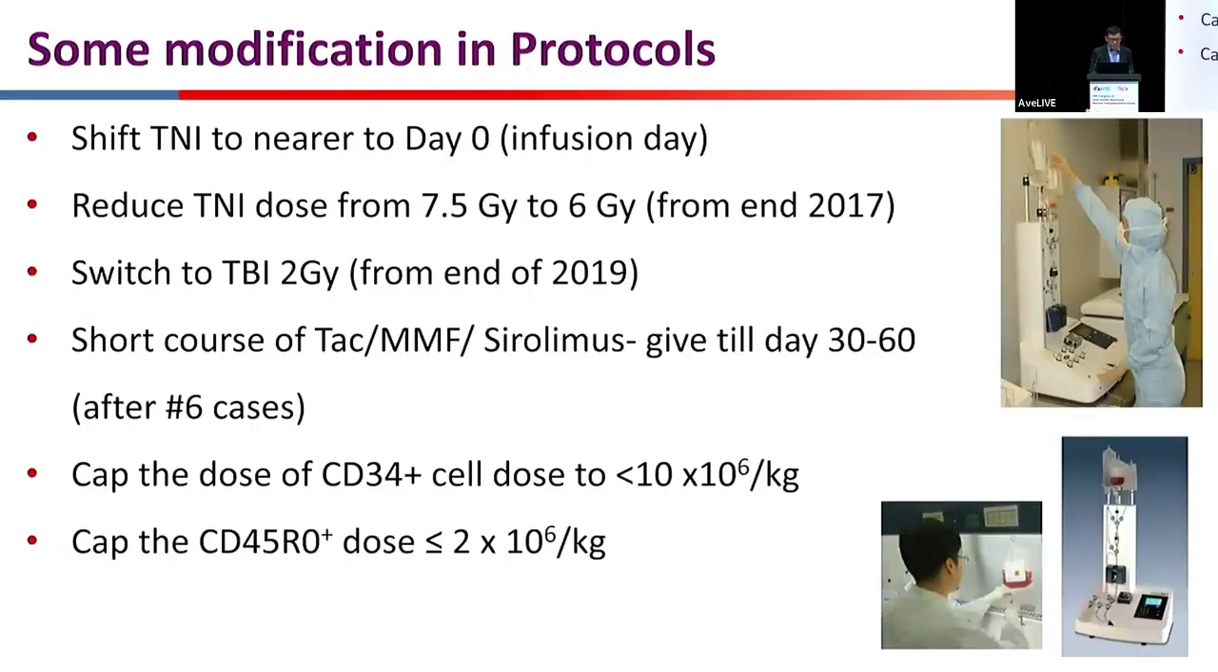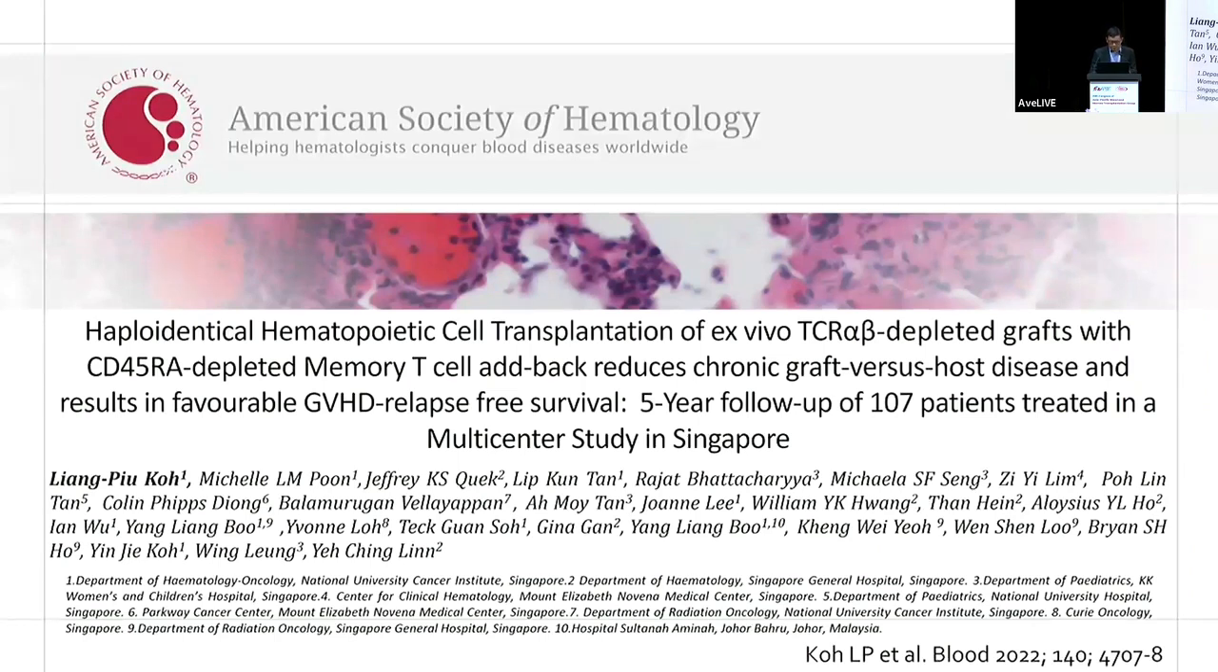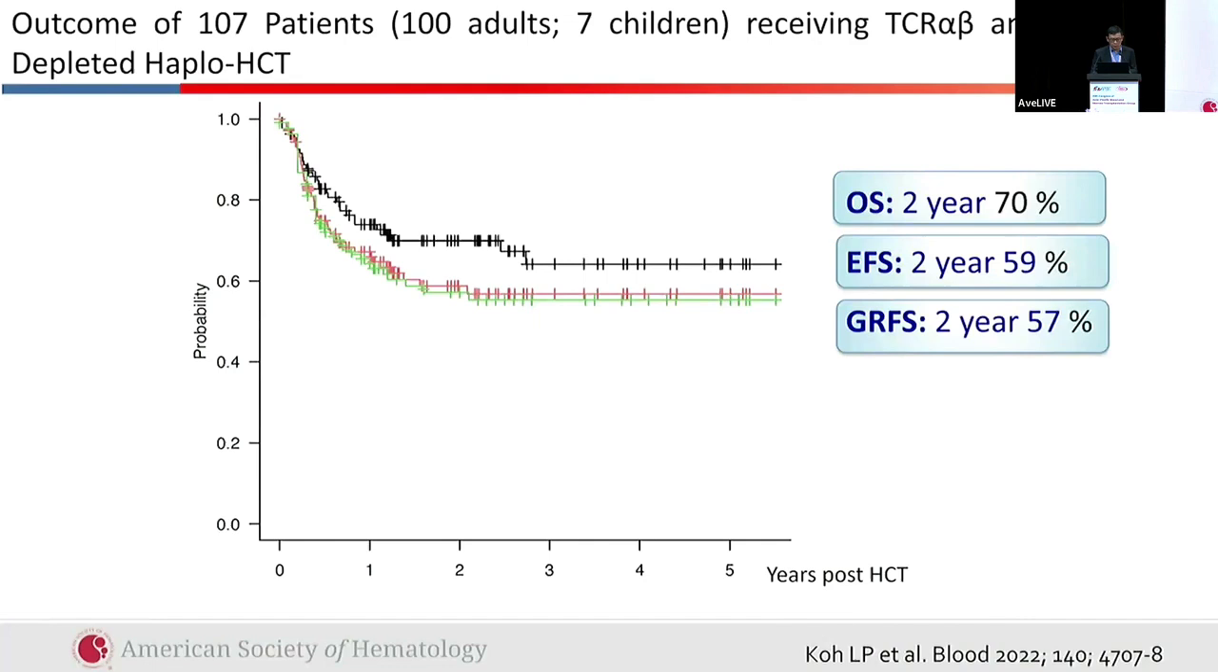So there are some modifications that we've done over the last few years. Number one, we have moved from total nodal irradiation to TBI because of some logistic challenges that we face in some centers. We have added a short course of immunosuppressive therapy. We have kept the cell dose at about 10 million and also kept the memory T cells below 2 million cells per kg. So this paper was presented at ASH 2 years ago, and we have shown overall survival of 70% at 2 years, EFS of 59%, and GRFS of 57%.